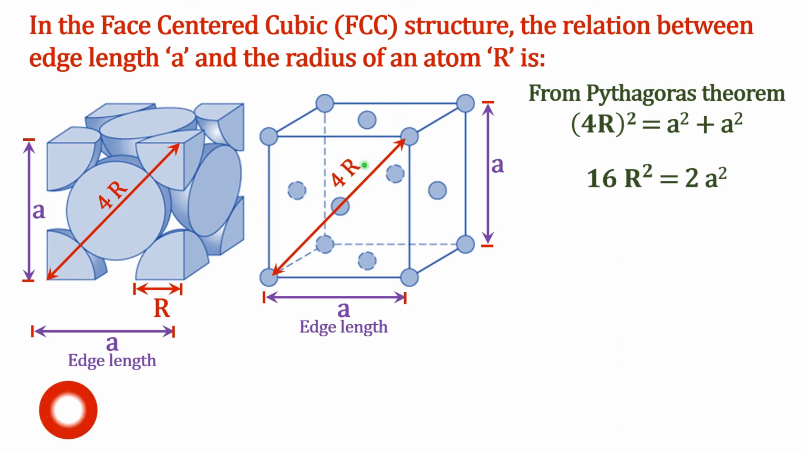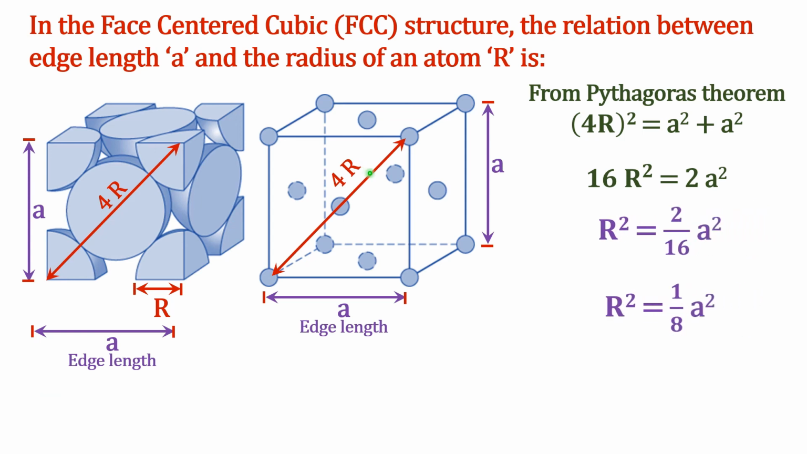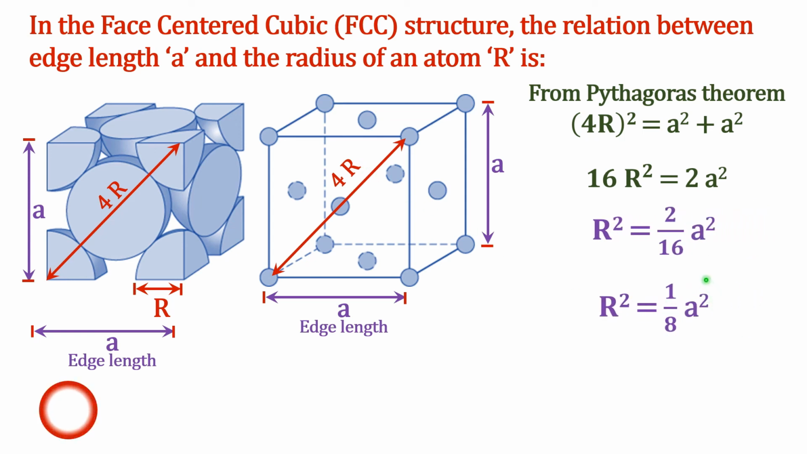So R squared is equal to 2 by 16 A square, and hence R is equal to A by square root of 8. So if a question on FCC may ask, this relation can be used.